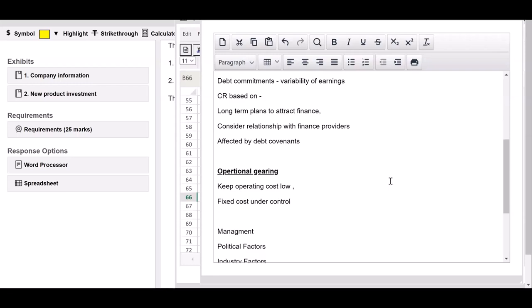Please note, these are bullet points, and bullet points don't fetch you marks. You've got to put it across in full sentences. Now, keeping fixed cost and operating cost as low as possible is important for both the shareholders and the credit rating agencies. Lower operational gearing means higher flexibility in terms of changing circumstances.